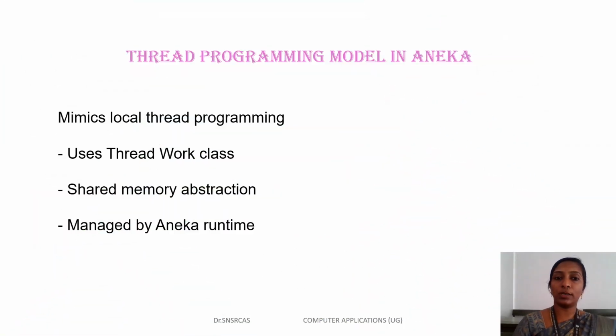The thread application model in AnekaThread mimics local thread programming. It is mainly used with thread work classes and a shared memory abstraction managed by the Aneka runtime. It is used to create the classes for AnekaThread, and it executes the processes one by one. With the shared memory abstraction, AnekaThreads can share their memory across multiple sections, and the Aneka runtime manages it.